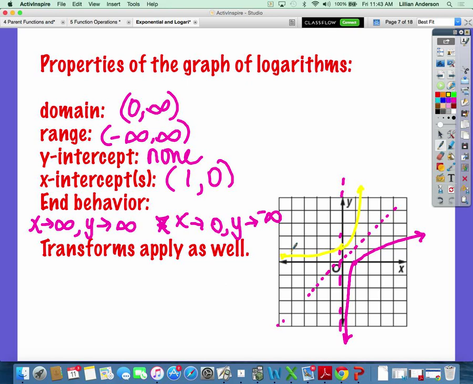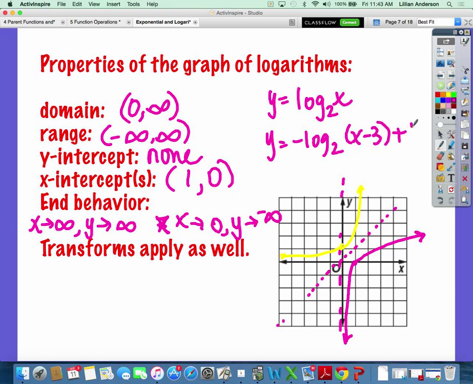Translations apply as well with this one. Every log is set up as such, and the base could be any type of number. Say we just have this generic parent function of log base 2 of x. If I have negative log base 2 of x minus 3, plus 1, what does that negative in the front mean? Flipped over the x-axis. That minus 3 on the inside means right 3, and then the plus 1 means up 1. So the same transformations apply.